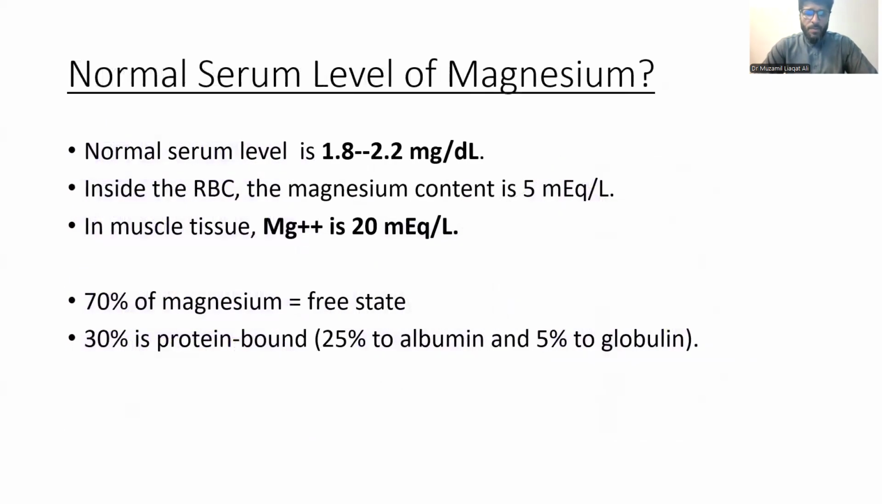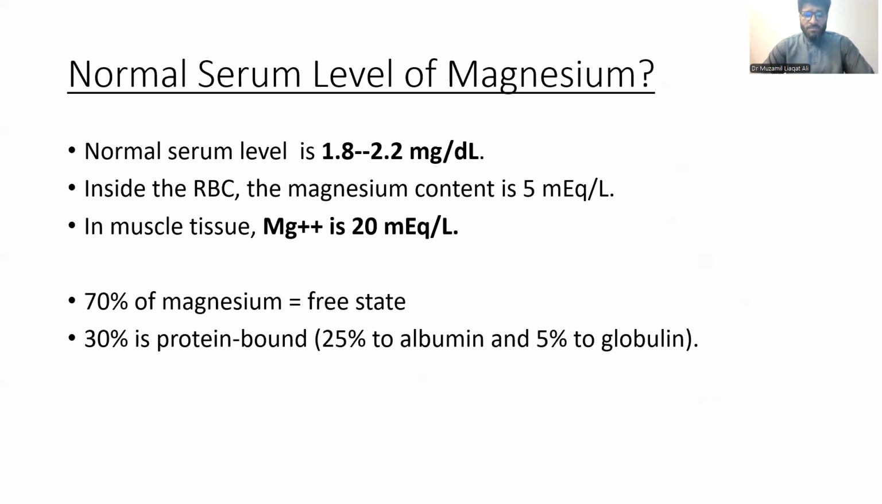Let's come to the normal levels of magnesium. The normal level of serum magnesium is 1.8 to 2.2 milligrams per deciliter. Inside the RBCs, or red blood cells, the magnesium content is about 5 milliequivalents per liter. But in muscle tissues, the magnesium concentration is on a higher side, approximately 20 milliequivalents per liter.